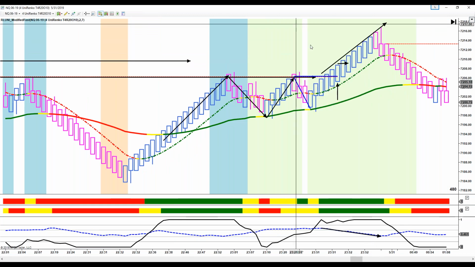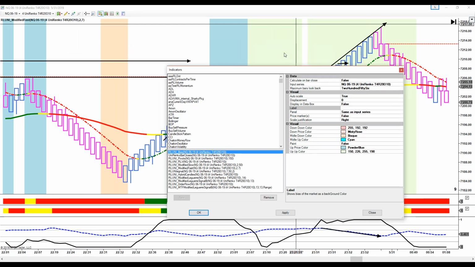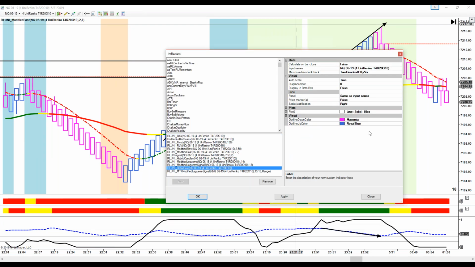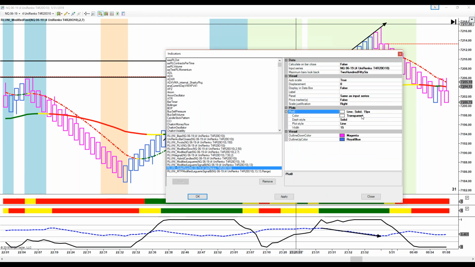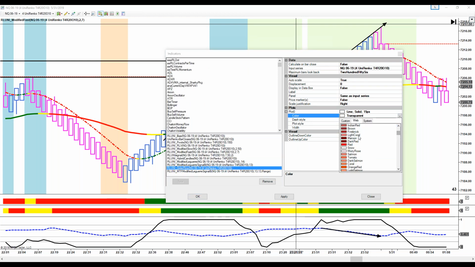Now I want to show you order flow. If you want the line, you can have the line. It's right here. I have it transparent. You can make it any color you like and put it in anything you want, and you'll have the momentum line. I don't want it. All I want is to visualize the candle halo color. And I have simply elected to make my outline down color magenta and my outline up color blue. You can make it any color you like.